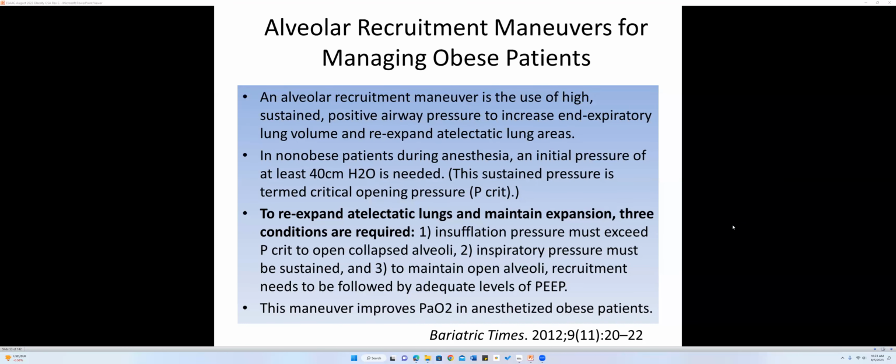critical opening pressure. To re-expand atelectatic lungs and maintain expansion, 3 conditions are required. 1, insufflation pressure must exceed the critical pressure to open collapsed alveoli. 2, inspiratory pressure must be sustained. And 3, to maintain open alveoli, recruitment needs to be followed by adequate levels of PEEP, or positive end expiratory pressure. And this maneuver increases oxygenation, oxygen tension, in anesthetized obese patients.